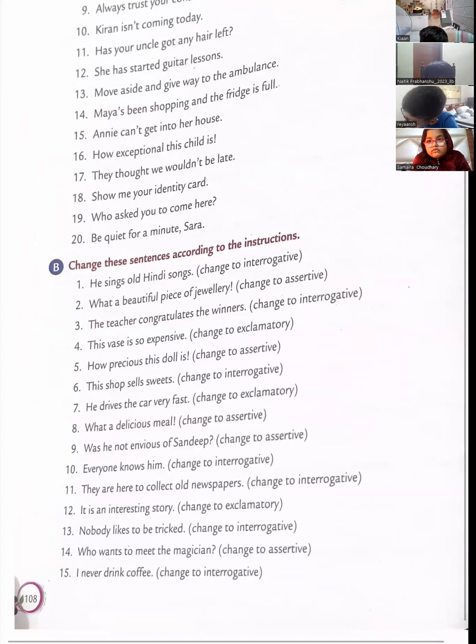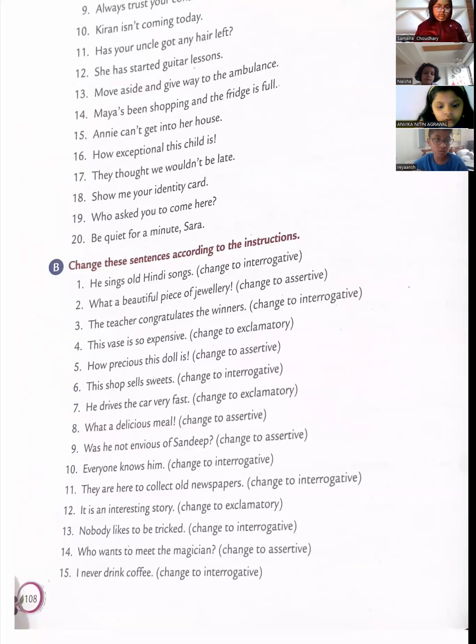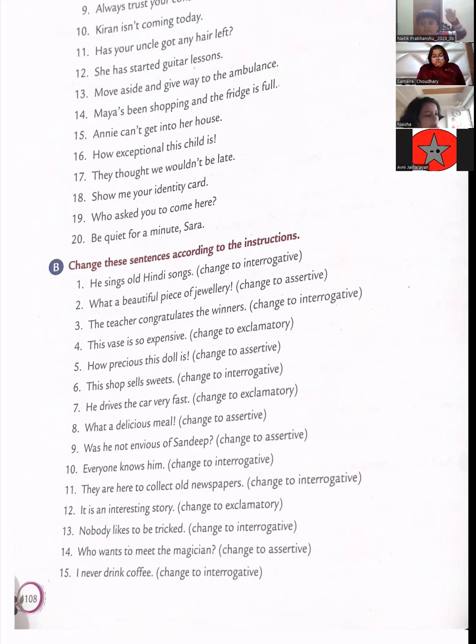He sings old Hindi songs, change to interrogative. Who wants to try? Or else I am going to call out names. We will be doing 2 and then we will read the story. Reyansh wants to try? Ma'am, can I try? Let's see if Reyansh is not ready. Reyansh? Ma'am, I think so. Does he sing old Hindi songs? Doesn't he sings.